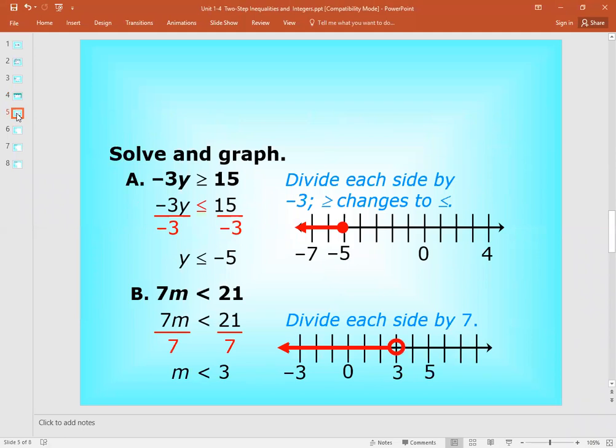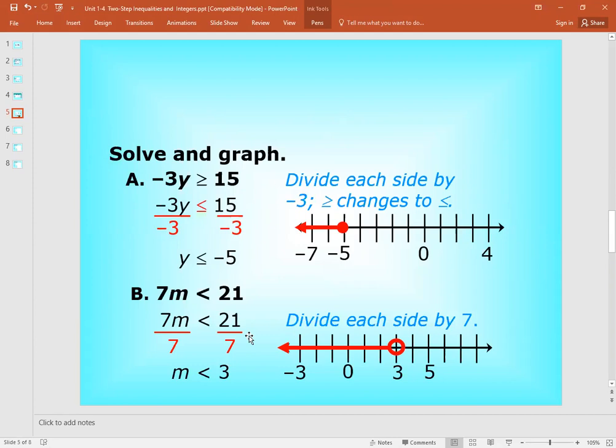Okay, so here's an example. We have -3y is greater than or equal to 15. So when I divide by the -3, this greater than or equal to sign will now change to less than or equal to. So y is less than or equal to -5. And then to graph, I find -5. Since it has an equal line, we color it in for a solid closed circle, and then we point it to the left.